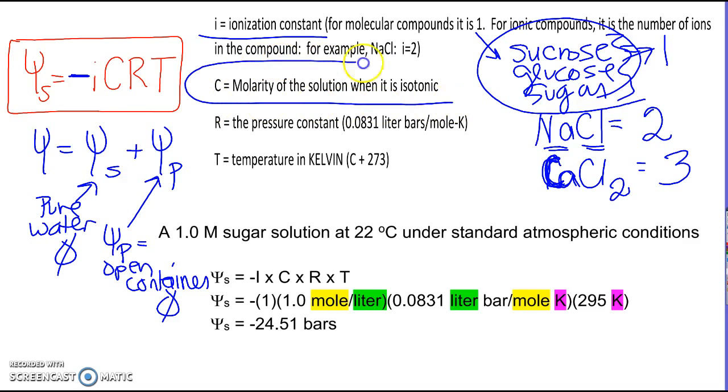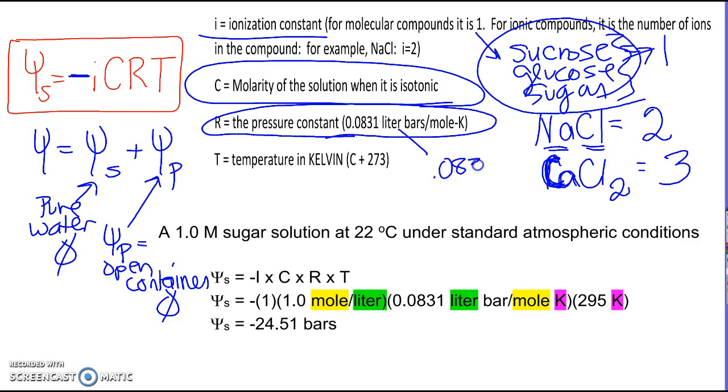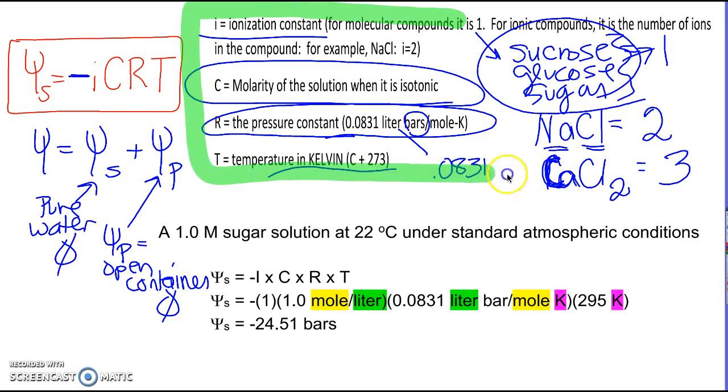C is the molarity of the solution. R is a constant. It's called the pressure constant. It's 0.0831. You may recognize a similar constant we used in chemistry for gas laws, except we weren't using bars. We were using ATM, so it was 0.0821. But it's a very similar constant. And then the temperature has to be in Kelvin, so you have to add 273. All of this information is on the formula sheet, so you don't have to memorize it. You just have to know how to plug it in.